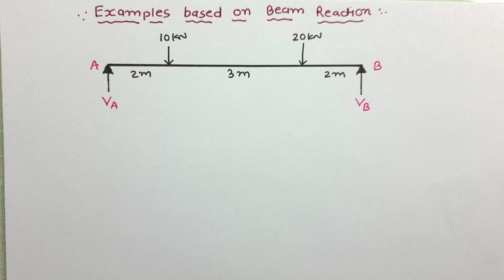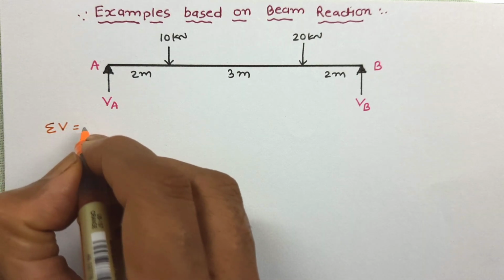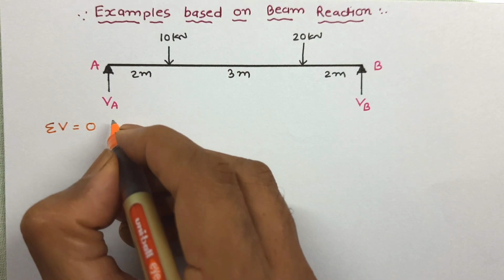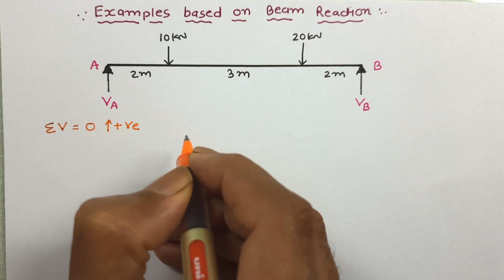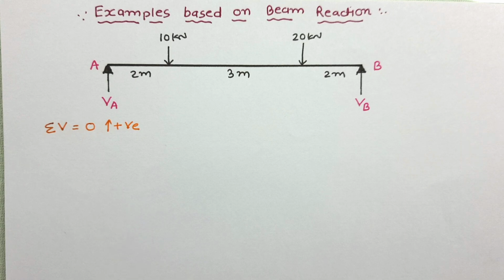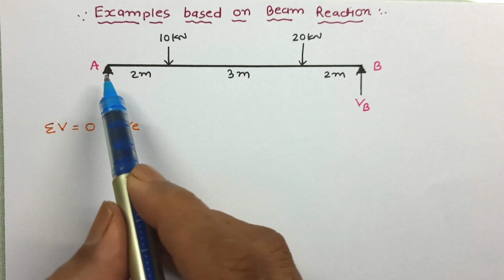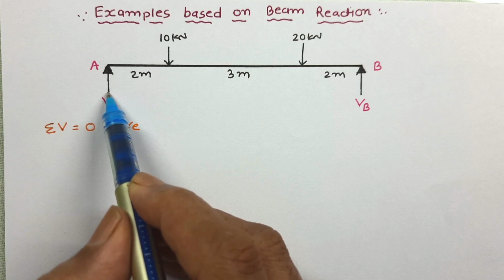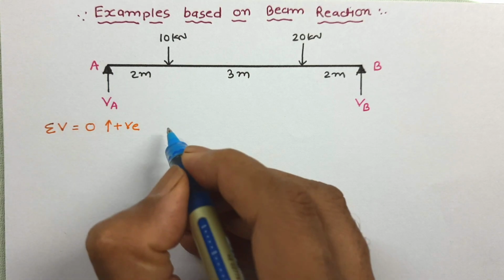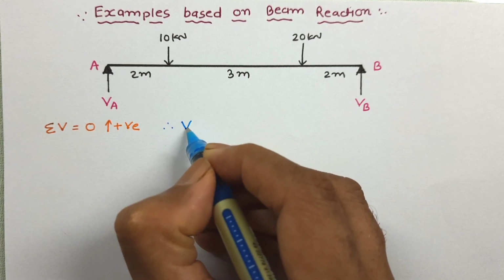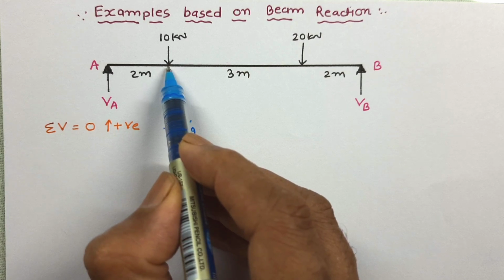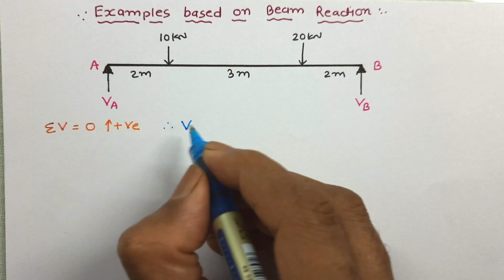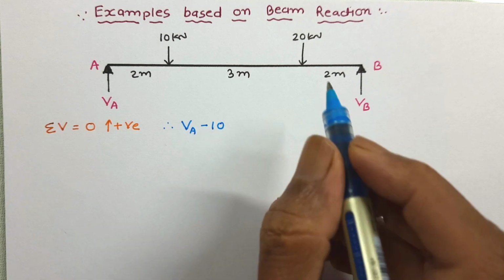So let us start with the second condition, that is algebraic sum of all vertical forces is 0. So here we will consider upward force as positive force and downward force as negative force. We have to fix this sign convention. So we will start with here VA is acting in vertical direction. So here we can write plus VA. Now move ahead. Here 10 kilonewton force is acting in downward direction. So downward is negative. So we will write minus 10.